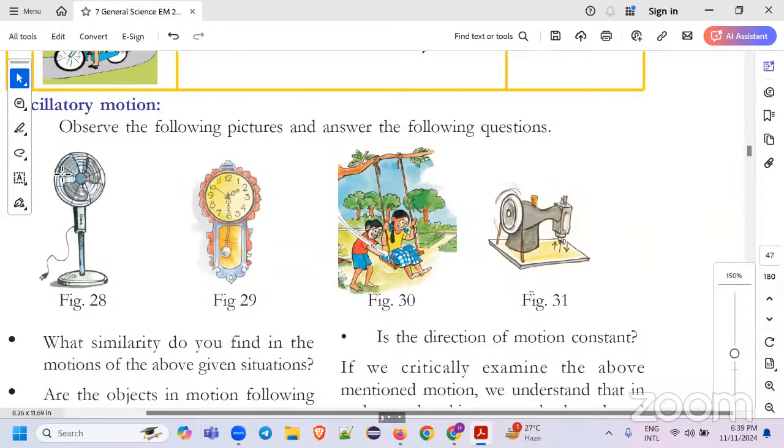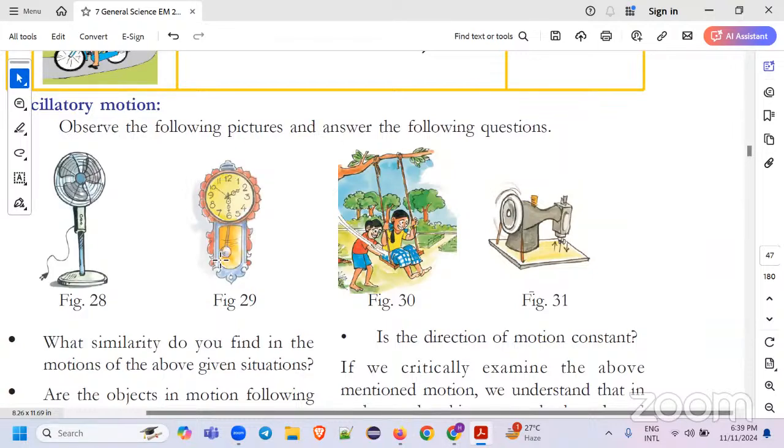So here it has rotatory motion. The fan has rotatory motion. But here it swings left and right. Based on one position, it is moving left and it is moving right. Here you can see this has one side of motion. Here clock hands have rotatory motion. Based on a fixed point, all the hands rotate around it. So it is a rotatory motion.